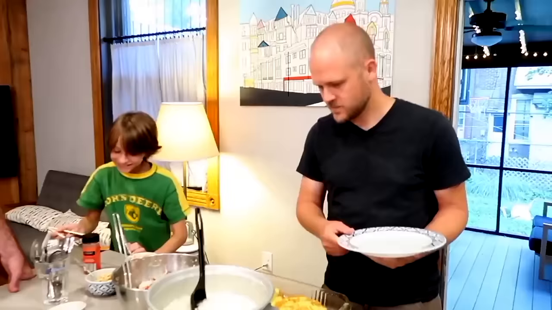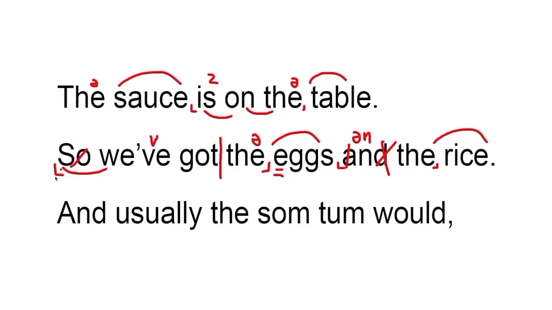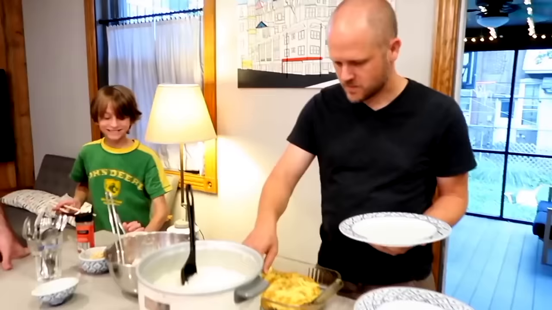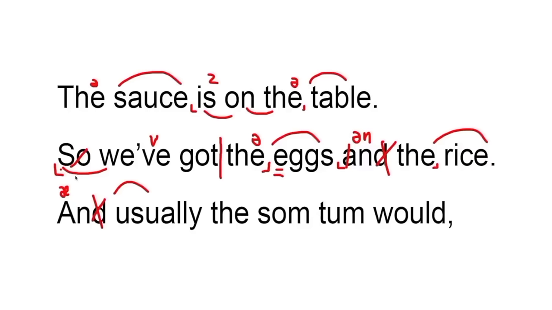And usually the sometime would have sticky rice with it. And usually. So here she doesn't reduce the vowel. She keeps the full vowel, but she does drop the D. We almost never say the D unless we're thinking or holding out the word for some reason. Usually, the stressed syllable there, usually the sometime would, is the most stressed syllable of the sentence. And usually. So this word can be pronounced as four syllables, or more commonly three syllables, and that's what she does.